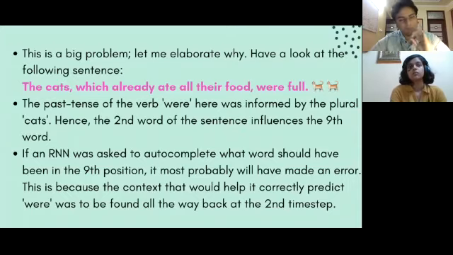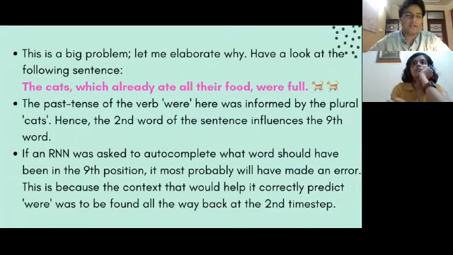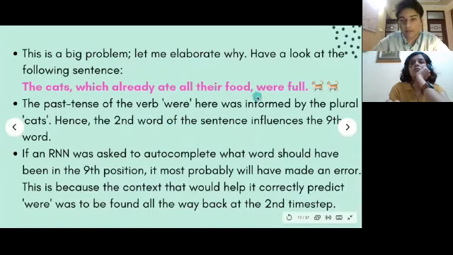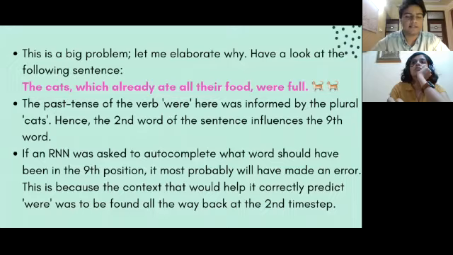Why is it important for us to be able to remember things from way back in a sequence? Have a look at the following sentence. The cats which already ate all their food were full. Now, if I were to try to build a recurrent neural network and I gave it the task of, given this sentence, barring this word right here, the 9th word, say I gave it a fill in the blank task, and I said, given this entire sentence, barring this word, what word should come in this blank?